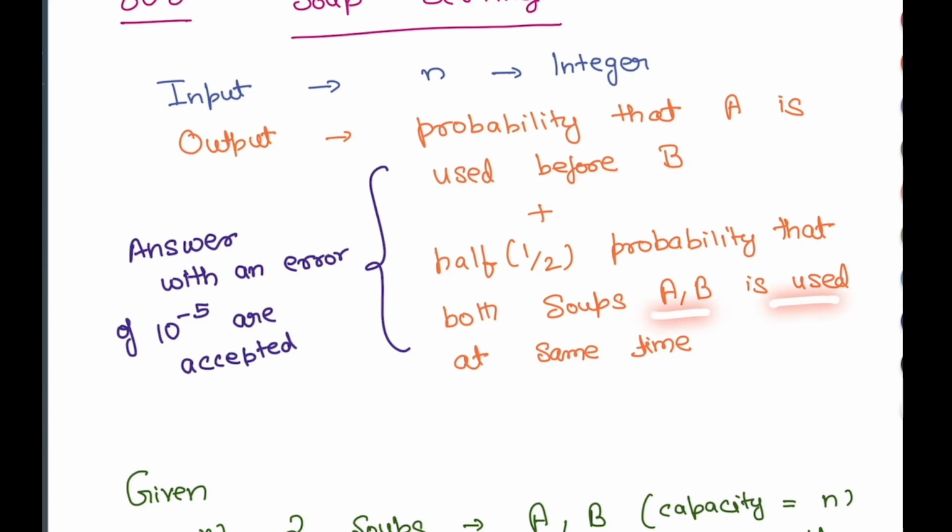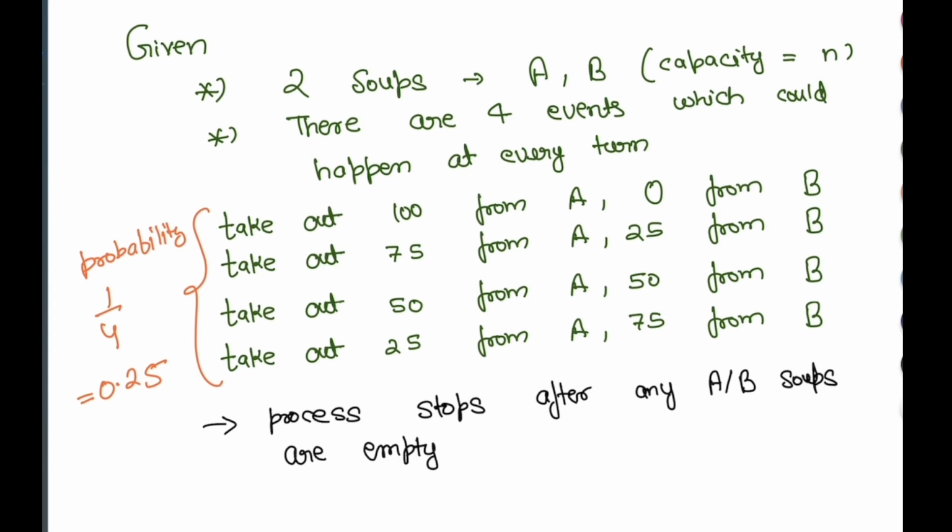If A and B are empty at the same time, the probability is going to be half, that is 1 by 2, which is equal to 0.5. Now based on the given facts, you will have to understand a very important fact here: in the four events which are happening, every time something is getting reduced from A, it can be 100, 75, 50 or 25. But for B, we just have three events when the capacity of B is going to be reduced. That is, one event when the capacity of B is not going to be reduced, right? It is 0, 25, 50 and 75.